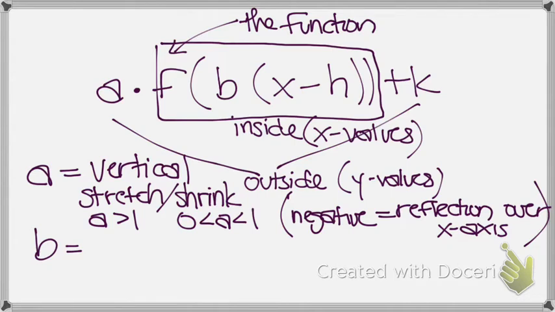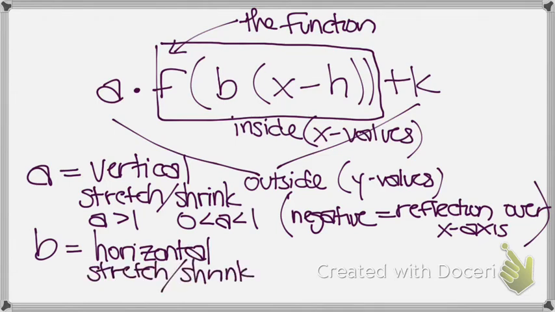B, if A out front is a vertical stretch or shrink, B is a horizontal stretch or shrink. Remember how we said B is going to be the exact opposite of what it looks like? So that means for it to be a stretch, it's going to be a B value between 0 and 1. For a shrink, it's going to be a B value larger than 1 because you're going to do the opposite of what it says. If it says the B is 2, you're actually going to divide by 2 rather than multiply, stuff like that. Okay?